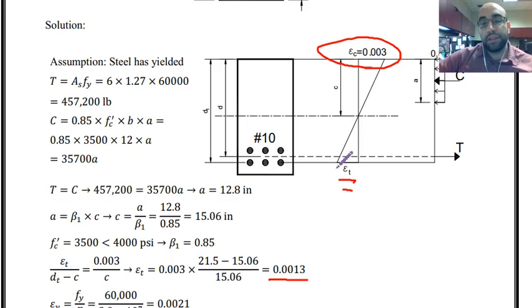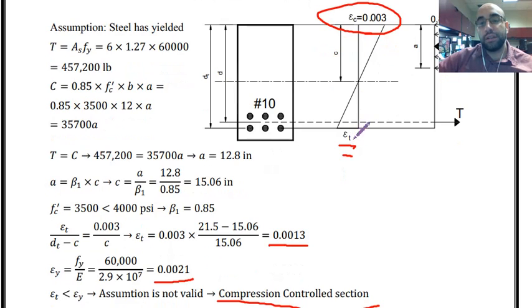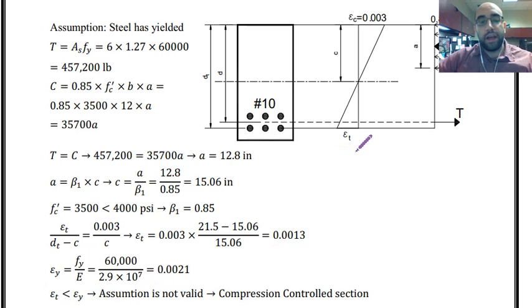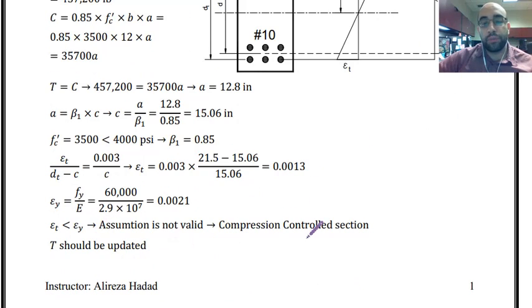When this strain is smaller than yield strain, when concrete reaches maximum compressive strain, the section is compression controlled. And then when this strain is greater than the yield strain, then we have two situations: transition zone and tension control. So over here we have this situation, or the compression control section.